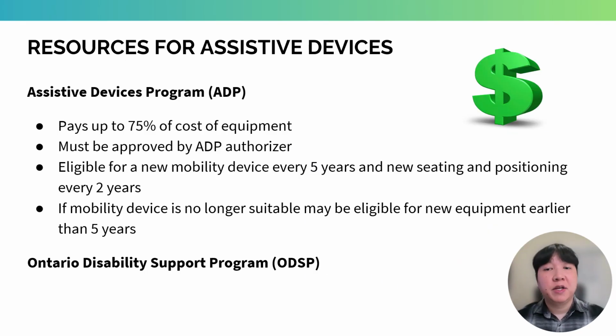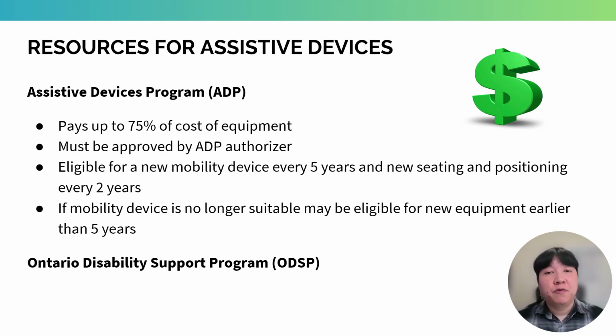There are a couple of funding resources for assistive devices. The first is the Assistive Devices Program, or ADP for short, which is a government-funded subsidy for clients who are in need of mobility devices. ADP can help pay up to 75% of the cost of equipment if approved. Clients must also be assessed and approved by an ADP authorizer who can prescribe mobility devices.